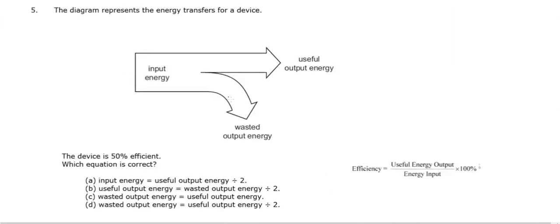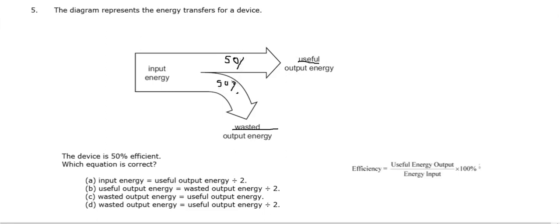Now the last question, you can see here the diagram represents the energy transfer for a device. So this is our input energy, and some amount of energy is useful energy and the remaining amount of energy will be wasted. And the device has a 50% efficiency. So which equation is correct? Efficiency is the useful energy output divided by energy input, and you have to multiply by 100 to get the percentage. So here 50% efficient means that 50% you are getting as a useful output and the remaining 50% will be wasted.